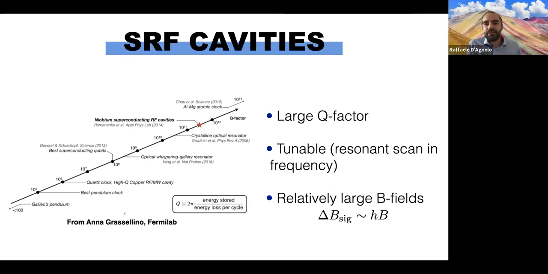They reach quality factors that are close to 10 to the 12. And to some extent, with some creativity, you can even tune them so that you can scan different frequencies of the gravitational wave, as I will show you in the following. And the magnetic field that they support, so the one that you can use to generate your signal, is relatively large. I mean, it's not the largest that you can have in a laboratory, but it's still of the order of 0.2, 0.1 Tesla before you destroy the superconductor.